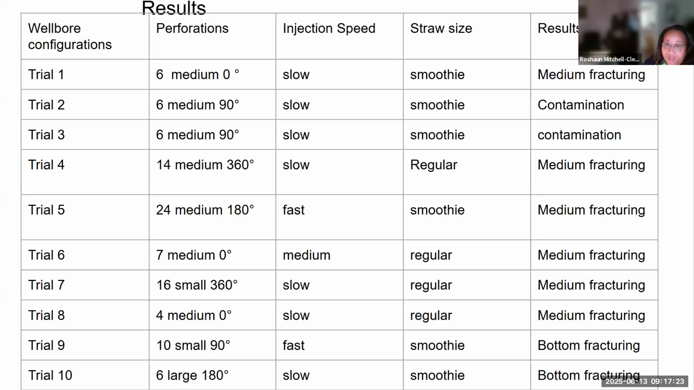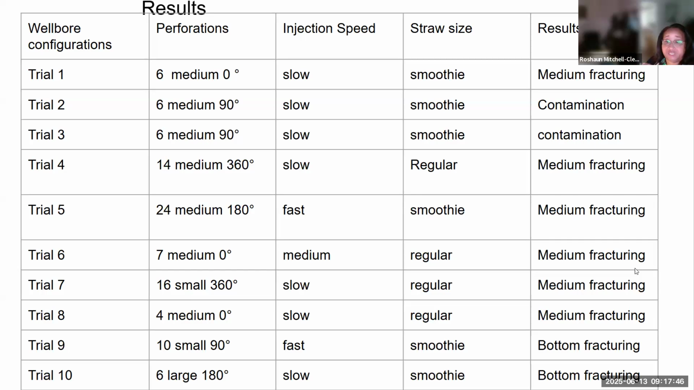The fifth trial with the 180, I don't know why, but it went in really fast, and we had medium fracturing. So we had a decent amount of fracturing. For the sixth one, it went in. That probably went in the best. And then you had 7, 8, 9, and 10.